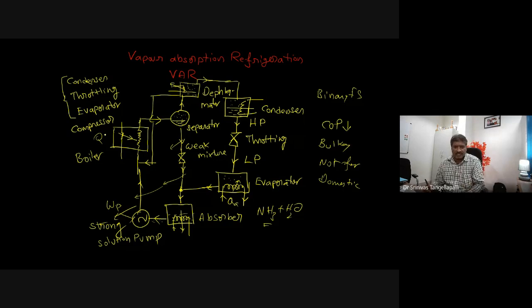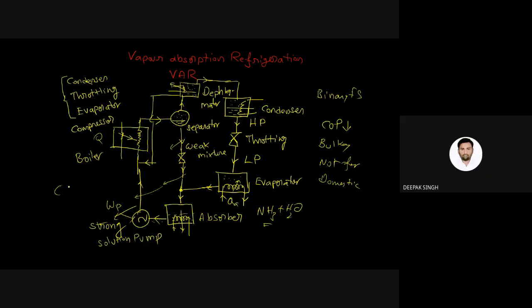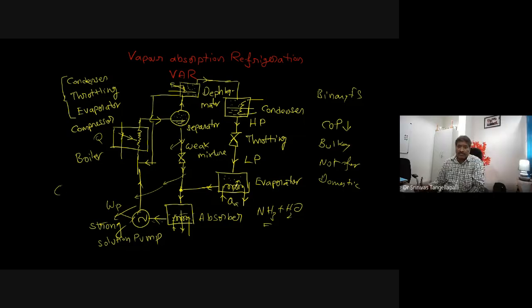Sir, what is the range of COP? Okay, definition of COP, right? No, sir, what is the range of COP? Okay, for the VARS system, yes, I told you COP is low. For a typical single effect system, COP is approximately equal to 0.3. But for triple effect, it's 0.7, 0.9.